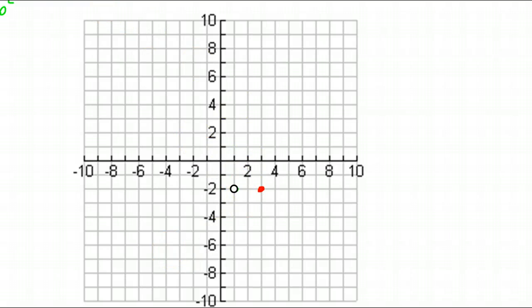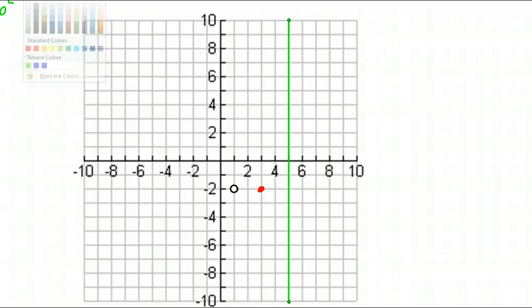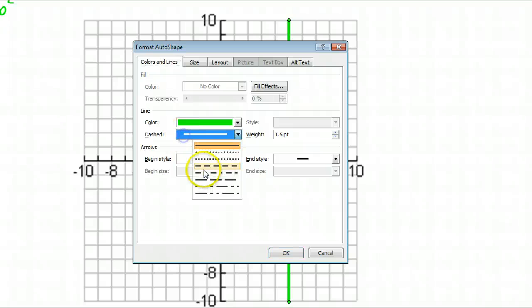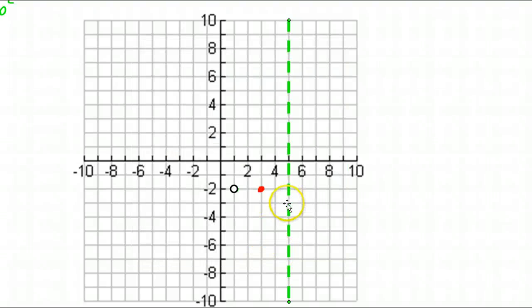Okay, so I got my vertex and my focus. So I know my parabola is going to be wrapped around this like that. Also the directrix. A parabola has this line called a directrix that's in the opposite direction from the focus. So the focus was 2 to the left, so the directrix will be 2 to the right. Okay, there's my directrix.